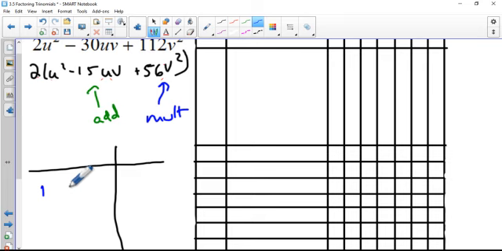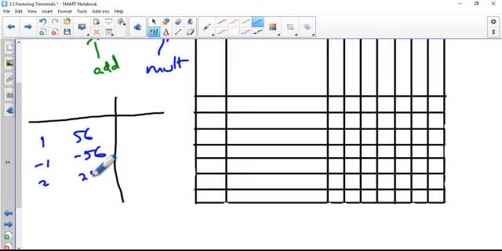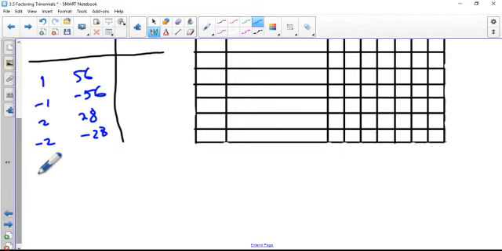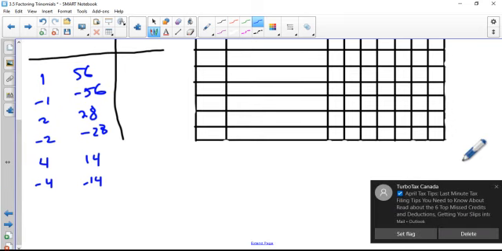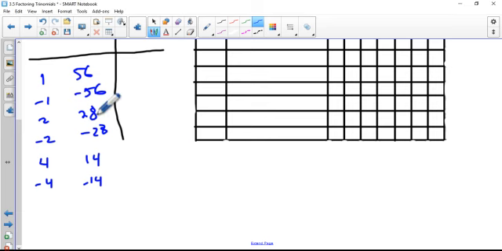So we've got 1 and 56, minus 1, minus 56, 2 and 28, minus 2, minus 28. 3 does not work, 4 will work, so we've got 4 and 14, or minus 4, minus 14. 5 doesn't work, 6 doesn't work, and what about 7? 7 works, and minus 7, minus 8, and then it's going to repeat onto itself.